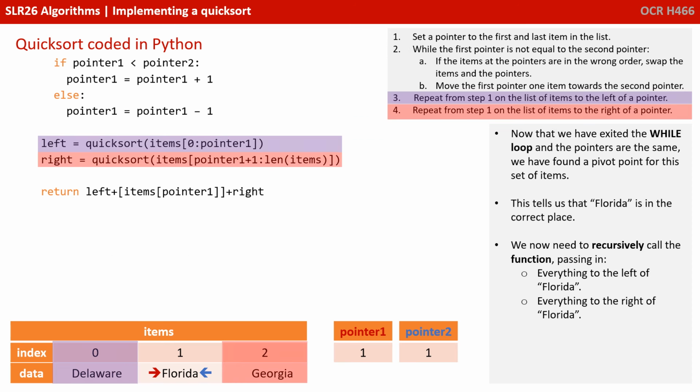So now we've exited the while loop and the pointers are the same. We've found a pivot point for this subset of items. And it tells us that within this subset, within this recursive call, Florida is in the correct place. We now need to recursively call the function again, passing in everything to the left of Florida and everything to the right of Florida.